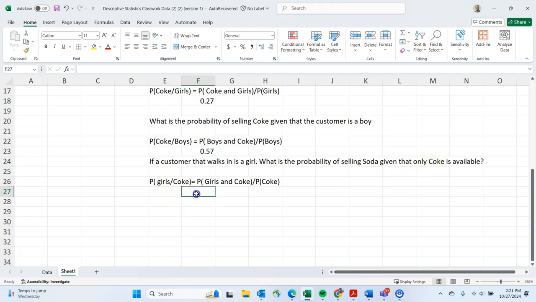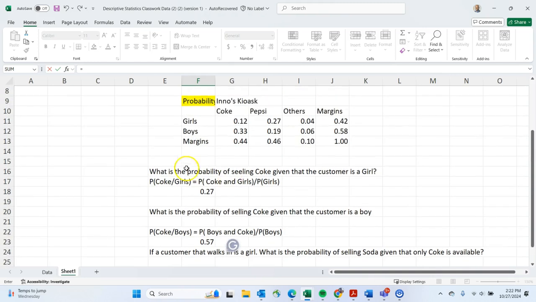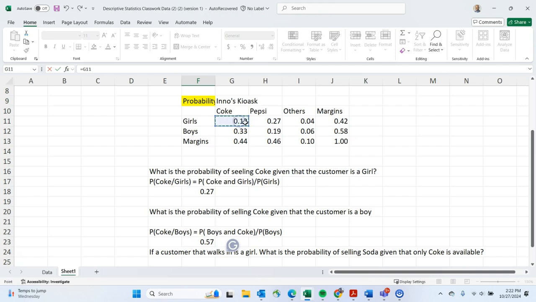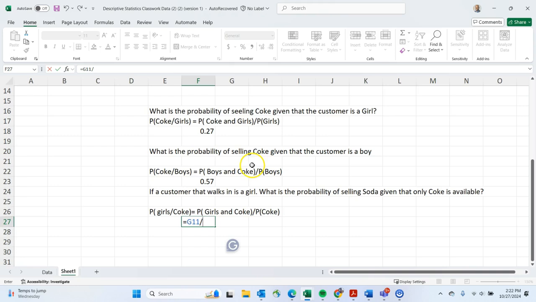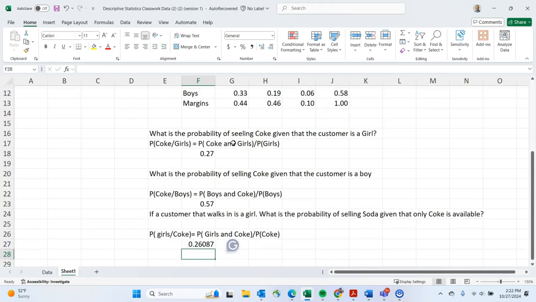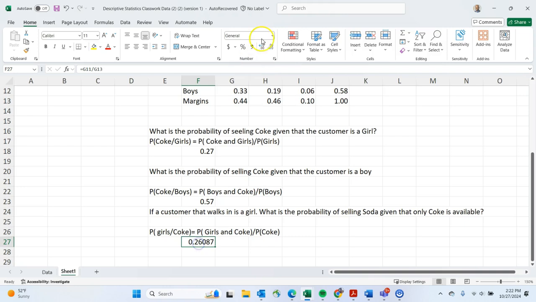In this case, we are going to look at the joint probability between girls and Coke. Girls and Coke is 0.12. So it is 0.12 divided by the probability of Coke on its own. So this is actually the probability of Coke. If you click and enter, you will get 0.26.